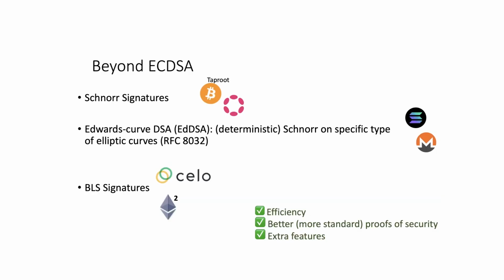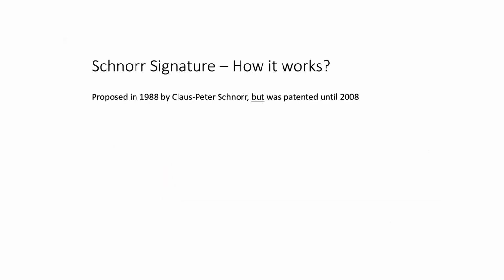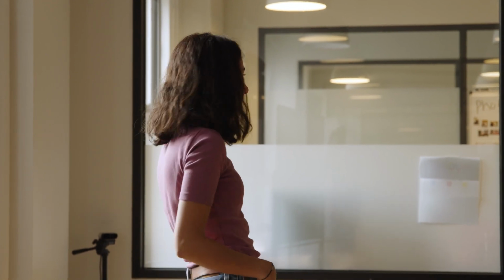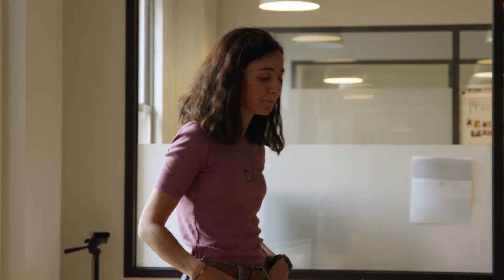Before doing that, why do we care about different signature schemes? We care about more efficient signature schemes. We care about schemes that have better or more standard proofs of security. And we also want extra features, as I'm going to discuss, which were not supported by ECDSA. So Schnorr signatures are actually older compared to ECDSA. The problem, though, is that Schnorr signatures were patented up until 2008, so many people actually believe that this was the reason that they were not immediately selected by Bitcoin.